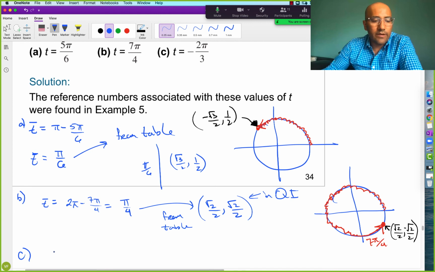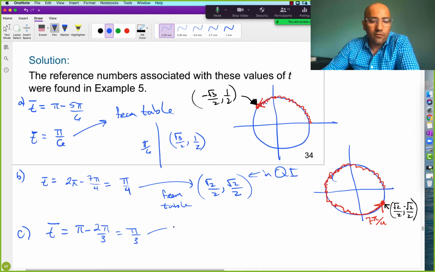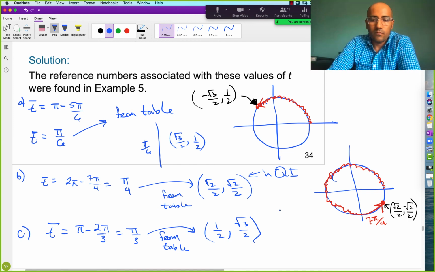Okay, part C. All right, so now this time, t bar, we know that this is going to end up in quadrant 3, right? This is a little less than 1 pi, and it's going in the clockwise direction. So I know that t bar is going to be found by doing pi minus 2 pi over 3, which is going to result in pi over 3. Good. Okay, and so from the table, we're going to get that this is 1/2 comma root 3 over 2.